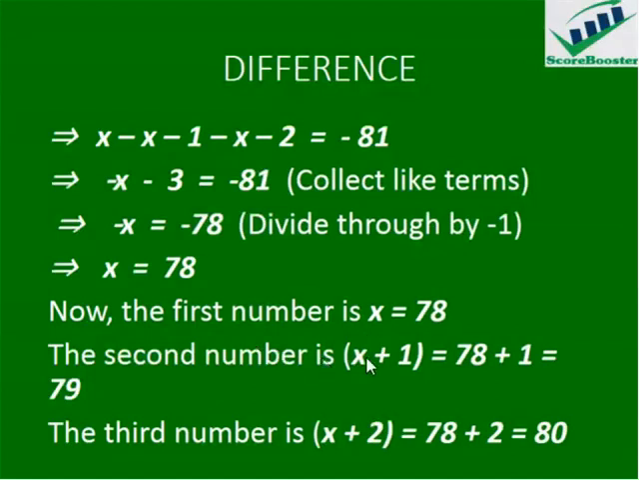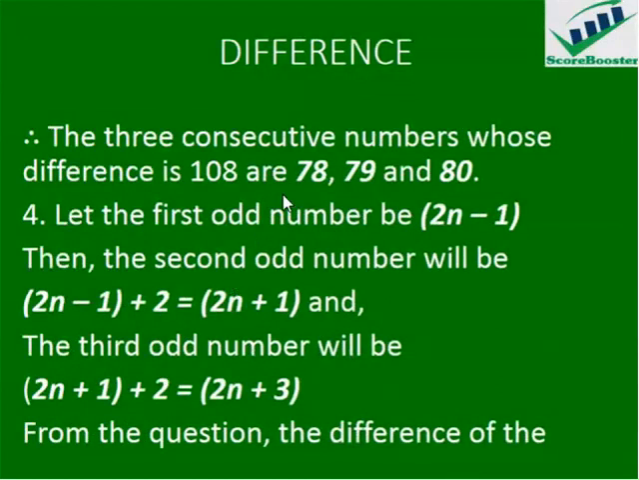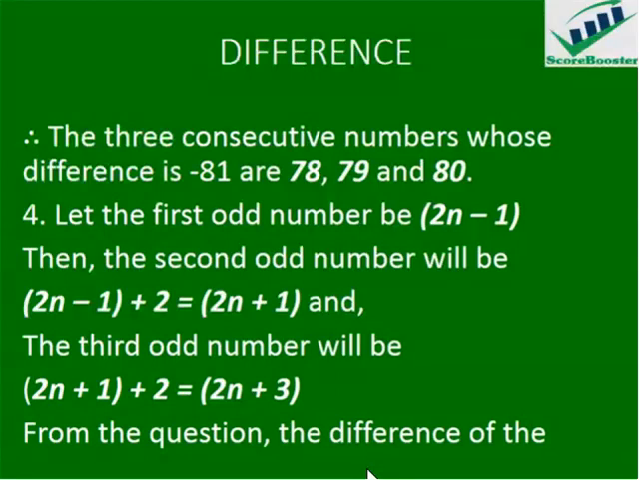The second number is what? x plus 1. 78 plus 1 will give 79. And the third number is x plus 2, which is 78 plus 2, which is 80. If you want to check if your answer is correct, you say therefore the three consecutive numbers whose difference is minus 81 are 78, 79 and 80. So let's check if our answer is correct. 78 minus 79 will give what? Minus 1.